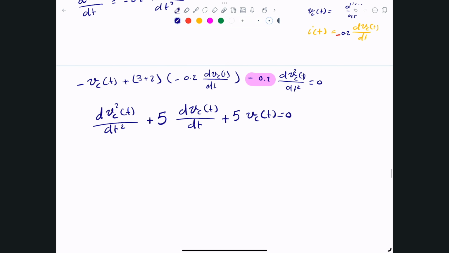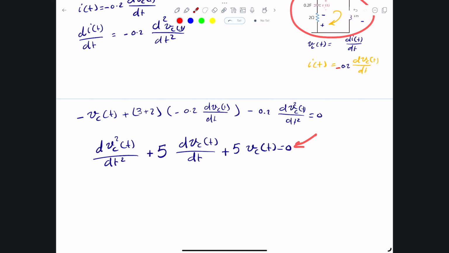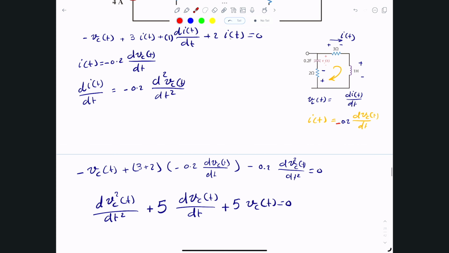So this here is the second order differential equation that describes this particular circuit after the switching, which is right here. And if you think about it, what we have is a forcing function that is 0, which makes sense because there are no sources after switching. So we don't have a particular solution.